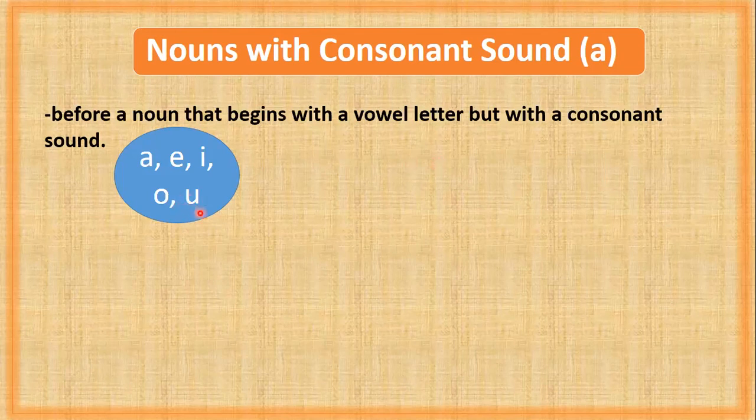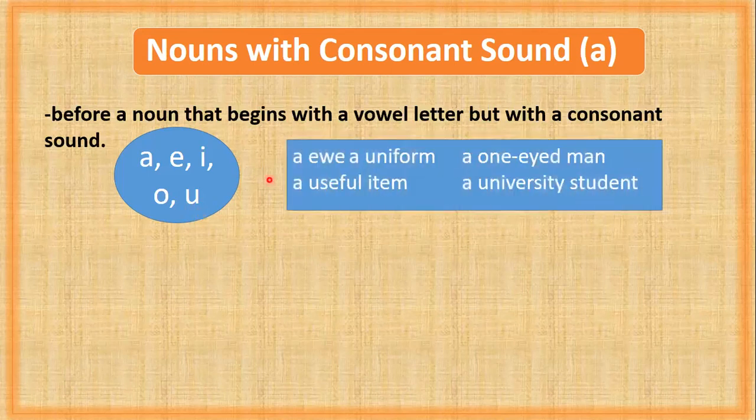Generally, what happens is when students see the vowel letters A, E, I, O, U, they fall into the temptation of using the article an. But that's not the case, because there are some words which begin with a vowel letter but have a consonant sound. For instance, in front of you, a uniform, a one-eyed man, a useful item, a university student.